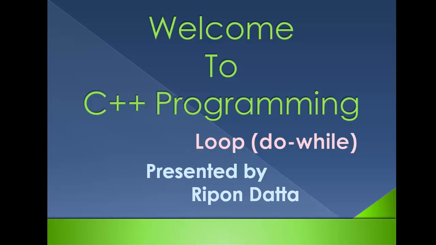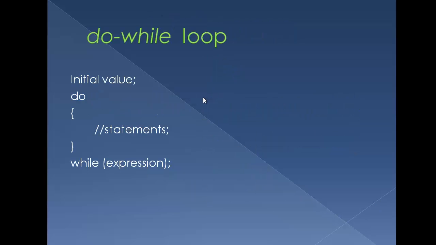Now I am going to show you how to write code on do-while loop. So let's get started. This is a do-while loop structure: initial value, do, statements, and finally while, semicolon. Now let's get started with Eclipse.